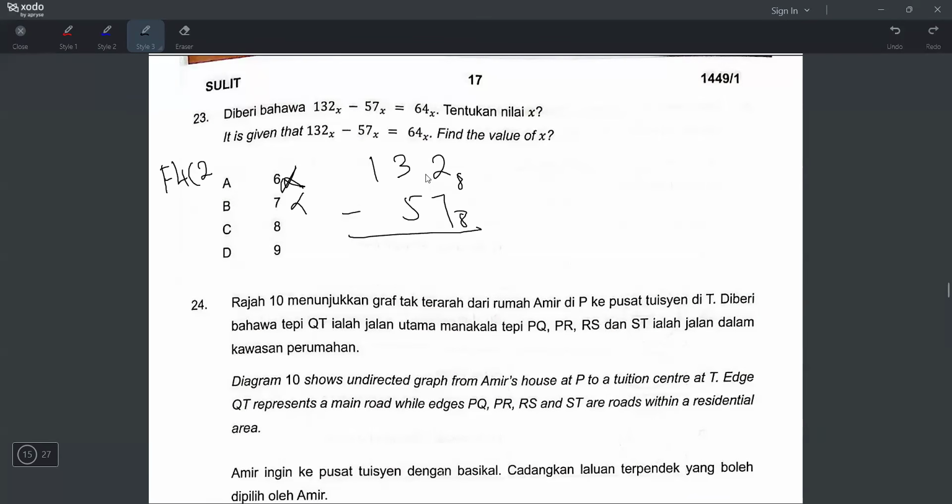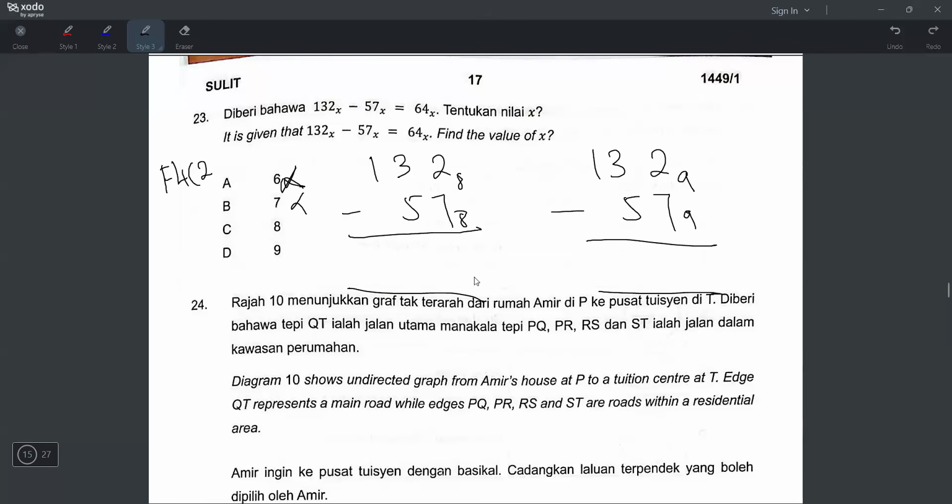Vertical method is where you stack the numbers on top of each other, lined up by place value. And then the other one: 132 base 9 minus 57 base 9. One of these will give me 64. Okay, let's see which one.